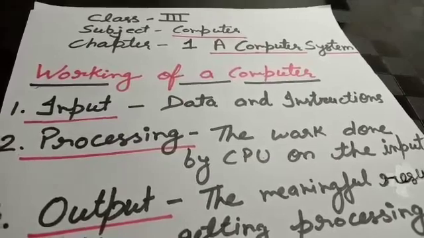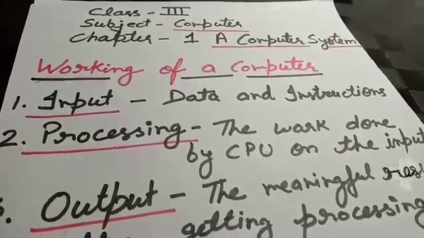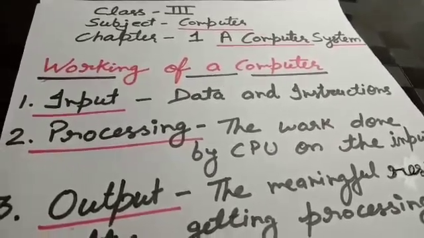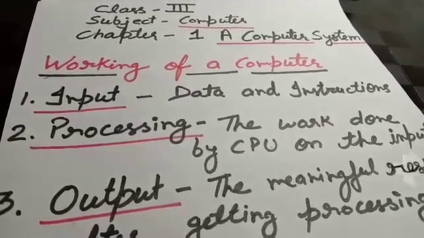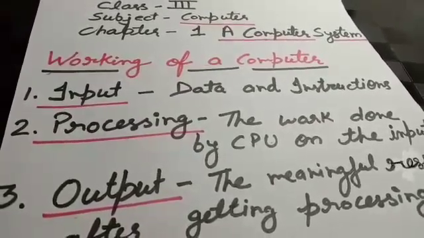Yesterday we discussed the main parts of the computer: keyboard, monitor, mouse and CPU. Today I'll discuss the working of a computer. Now we start with the working of a computer. Children, the working of a computer is divided into three phases. First is input, second is processing and third is output.